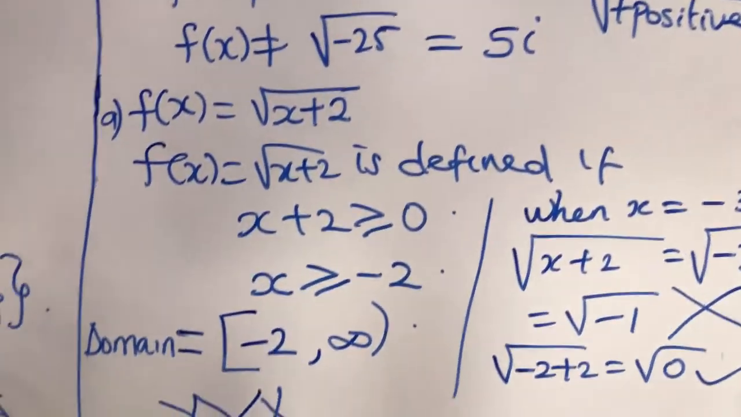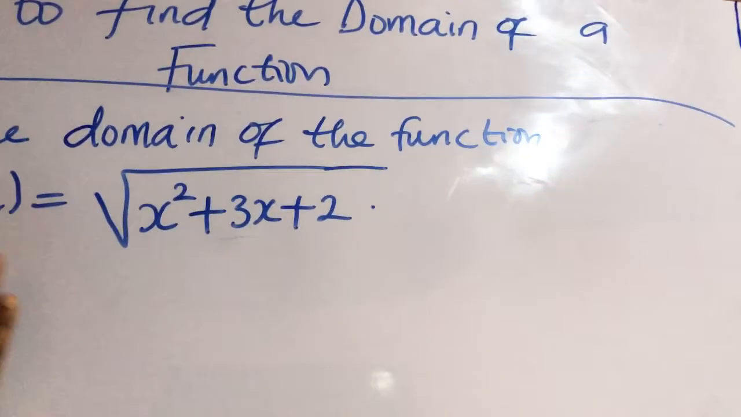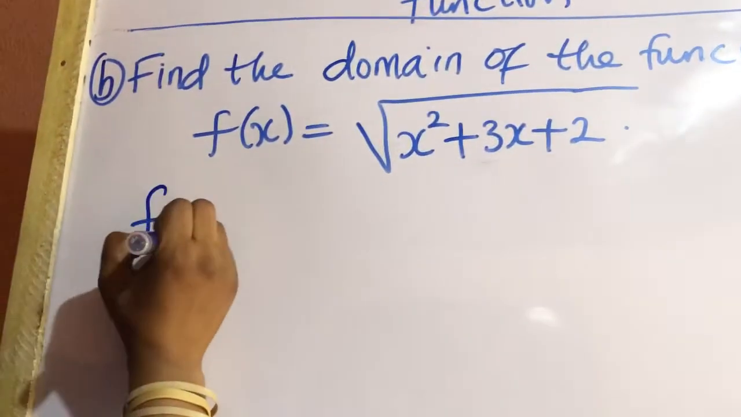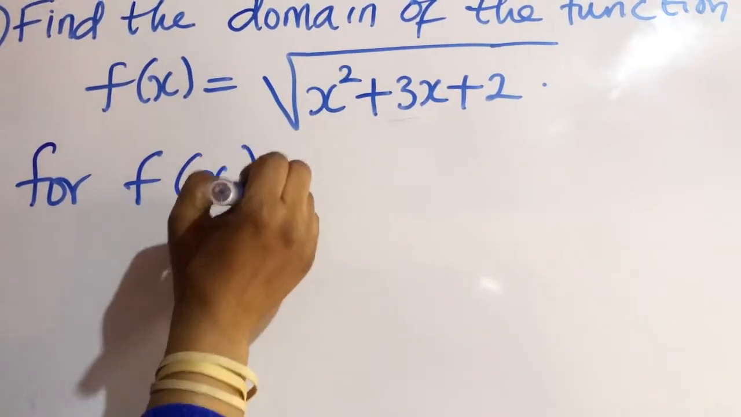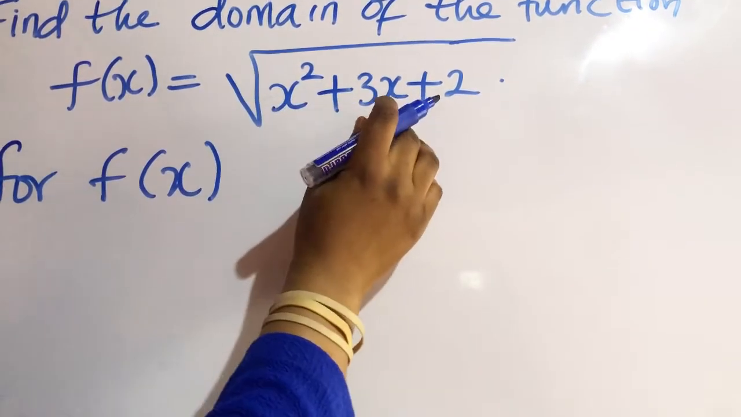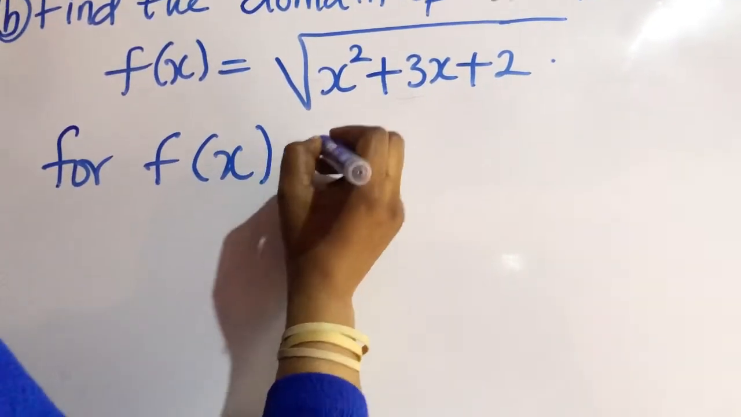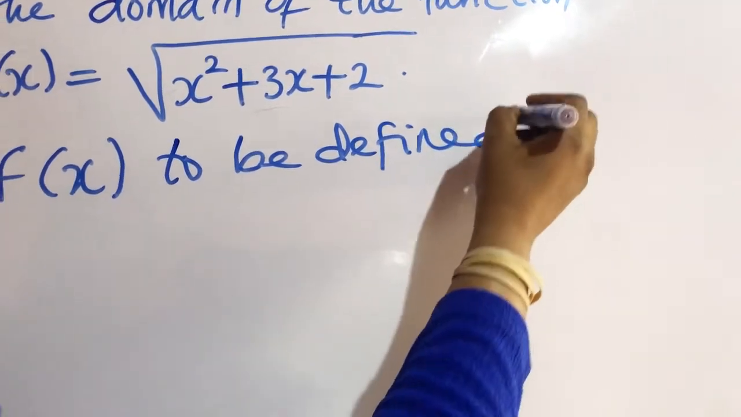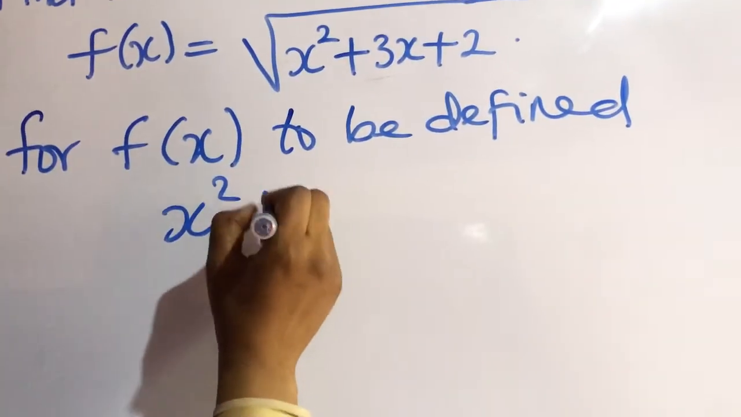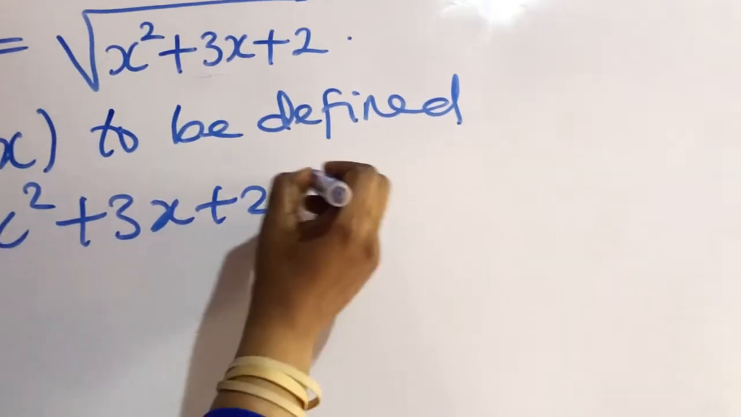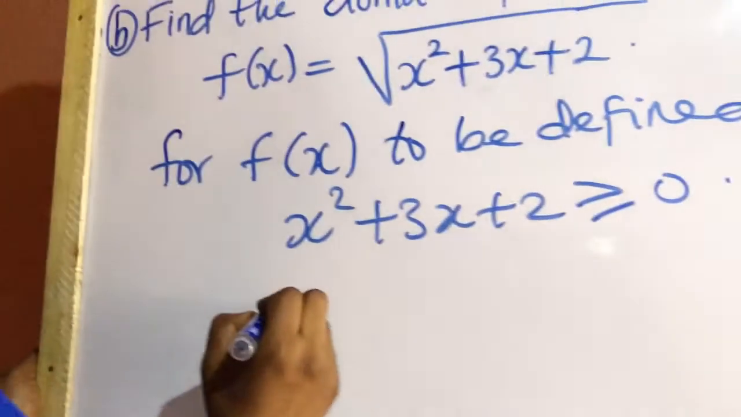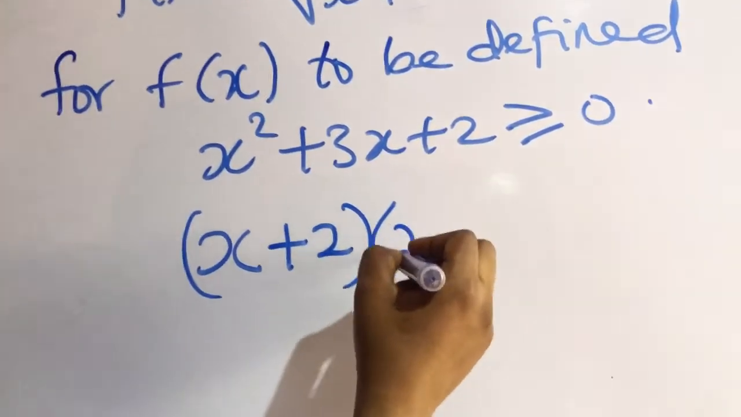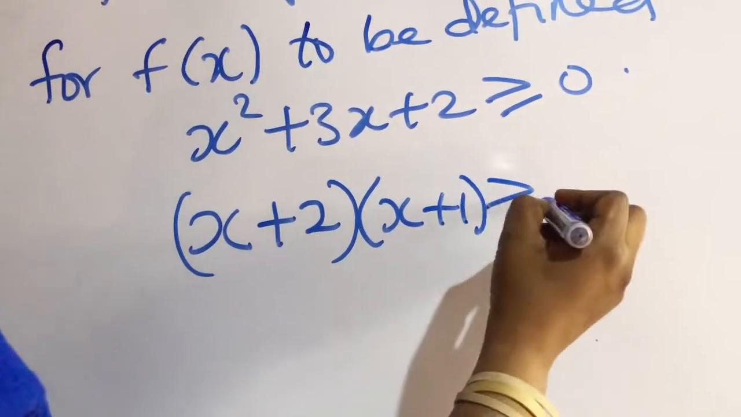So another example, find the domain of the function f of x is equal to square root of x squared plus 3x plus 2. So for f of x to be defined, the square root of x squared plus 3x plus 2 must be greater than or equal to 0. So that is what we want to work on. This will give me x plus 2 multiplied by x plus 1 greater than or equal to 0.